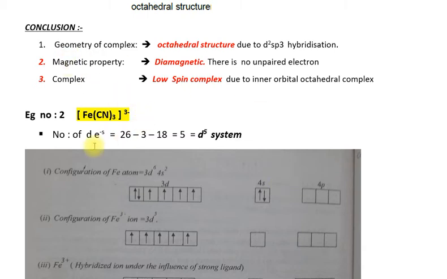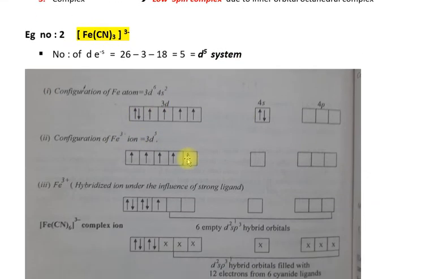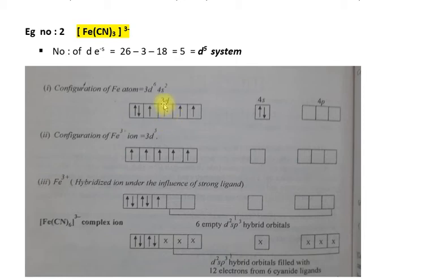Fe(CN)6 3-. Here the Fe is a d5 system, so that is given here. Fe3+ is the d5 system, and the Fe atom has the configuration 3d6 4s2, and that is given here. Again 4p is vacant here, and the configuration of Fe3+ is 3d5. So we are getting 3d5 here, but the incoming CN is a very strong ligand.